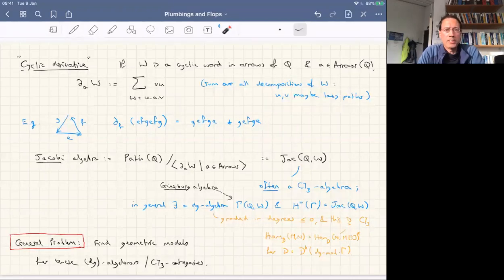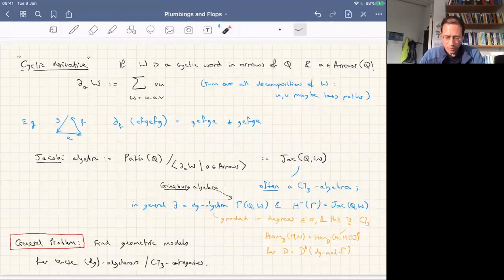Okay, and the Jacobi algebra of the quiver with potential is the path algebra of the quiver modulo the ideal generated by the cyclic derivatives of the potential. And it's a kind of empirical fact that these are often CY3 algebras. That's to say that their derived categories of modules have a kind of Serre duality property in dimension 3.